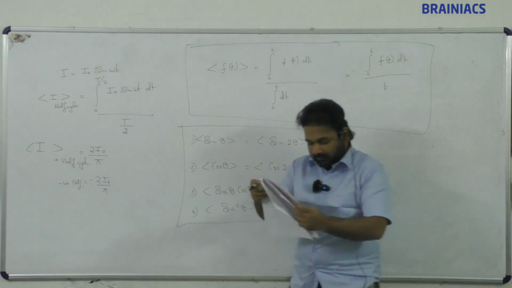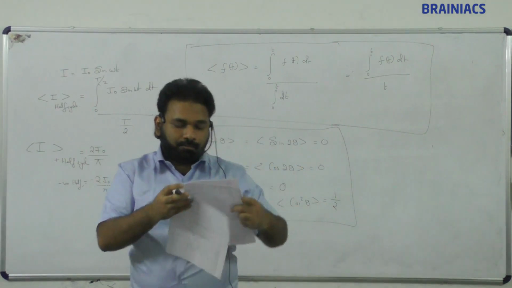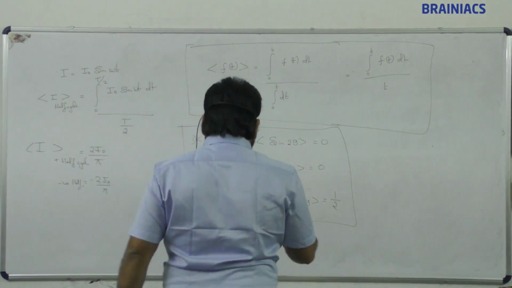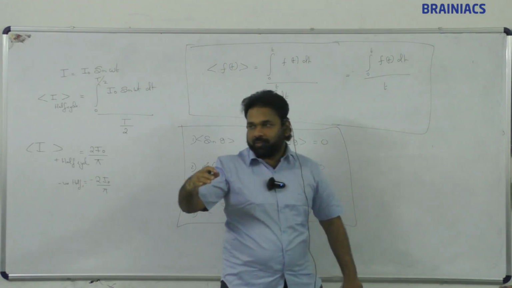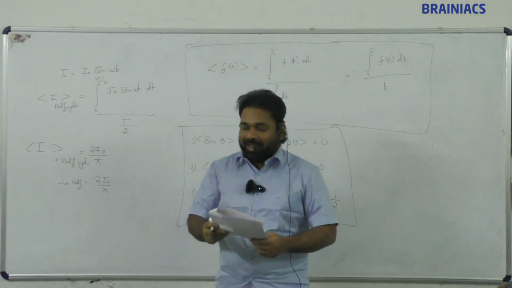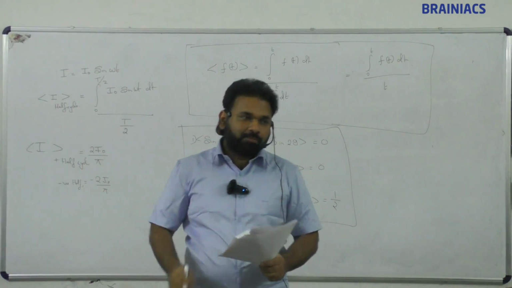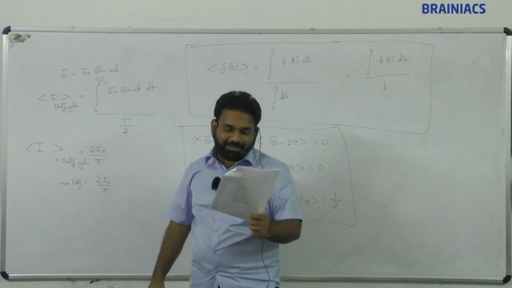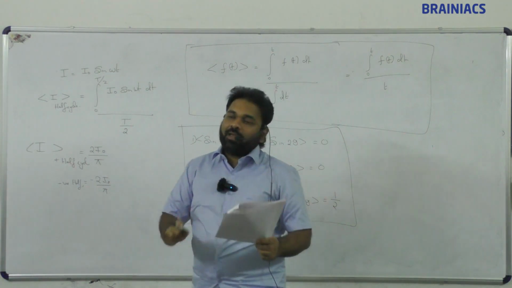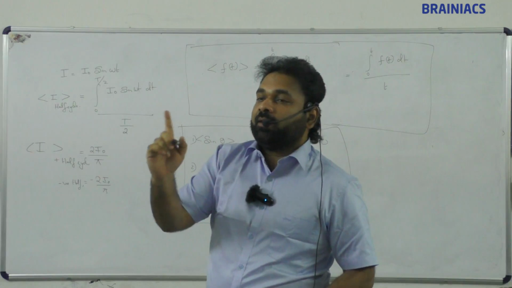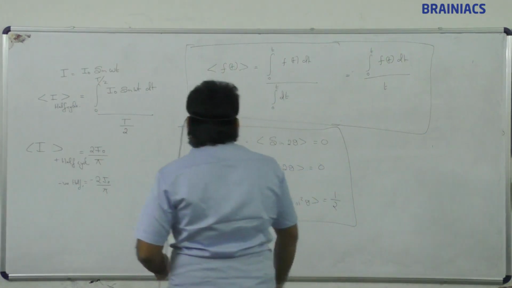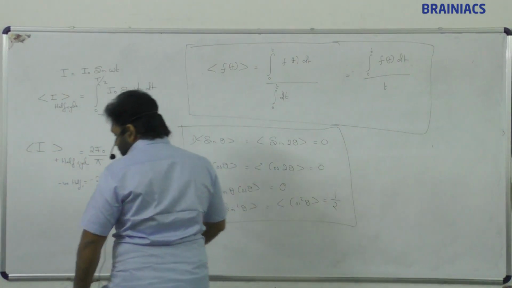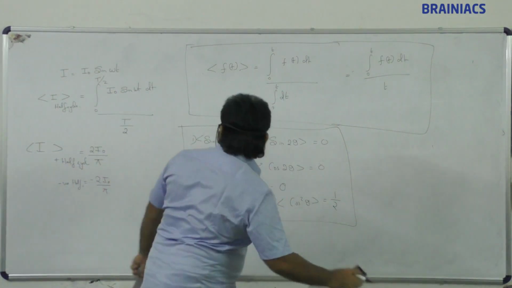Write this point. Any value over half cycle is 0. Any value over half cycle is 0 if one quarter is positive and the other quarter is negative. Okay, you will understand it now.